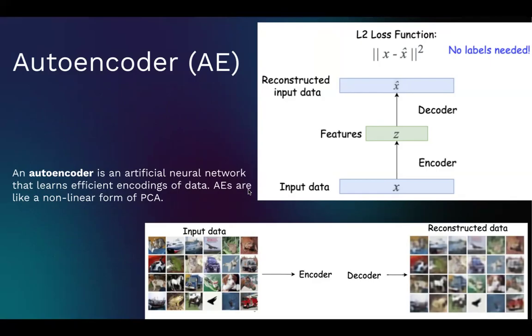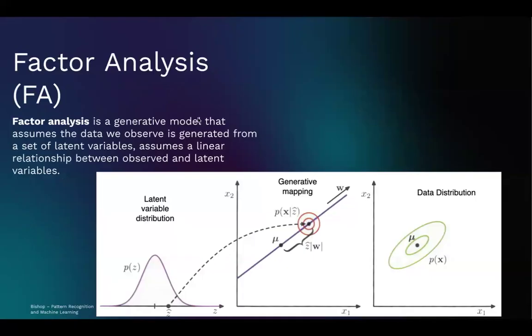Another concept driving this kind of research is factor analysis. It's a generative model that assumes the data we observe is generated from a set of latent variables. It assumes a linear relationship between these observed and latent variables. So I think this is another form of generative modeling for data.